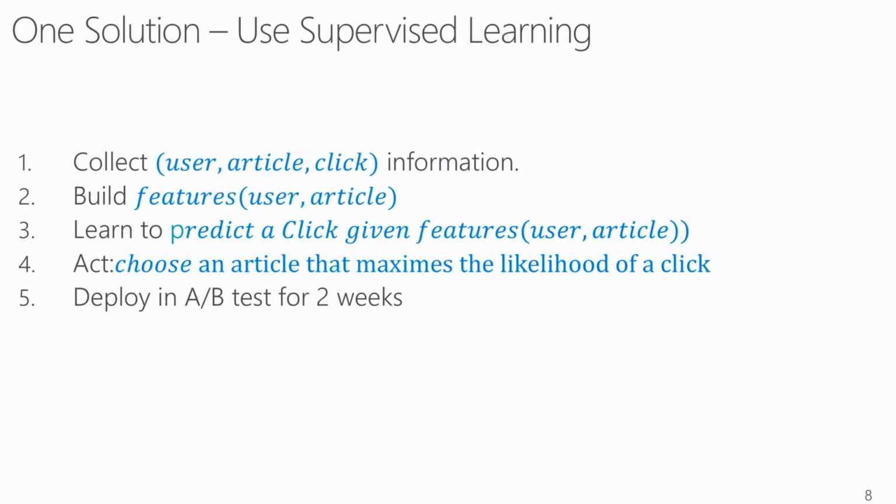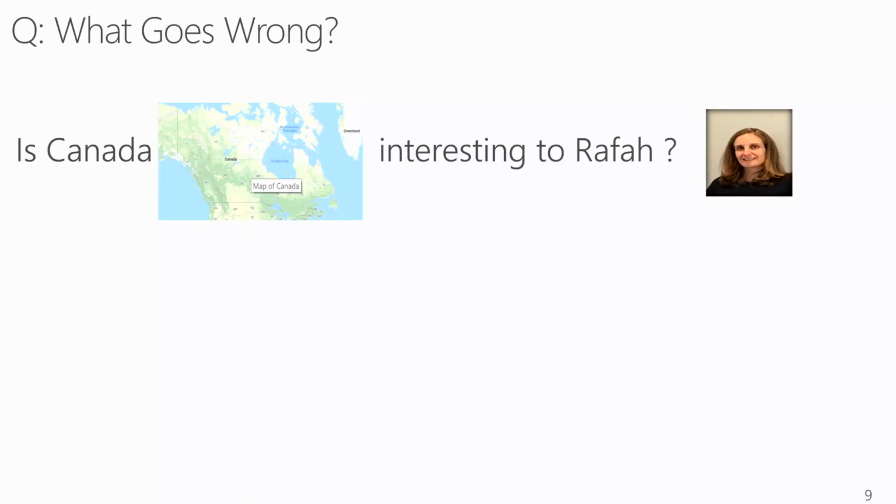You collect some user article click information. You build a feature set, and you learn how to predict a click given a user and an article. And in most companies, you deploy this in an A/B test. Everybody familiar with A/B testing? Yes. And it fails. And the question is, why is my A/B test failing? So what goes wrong? The first thing is, is Canada interesting to Rafah?